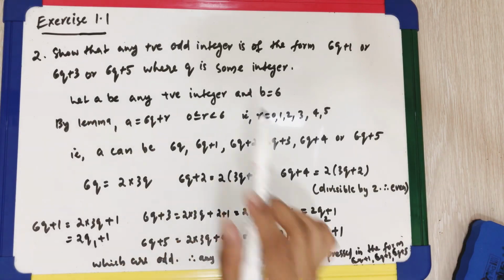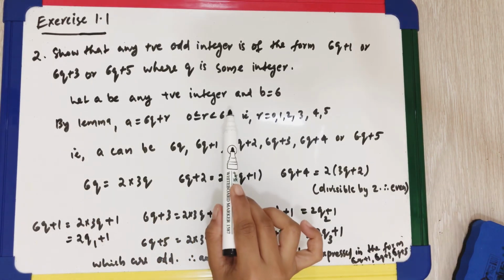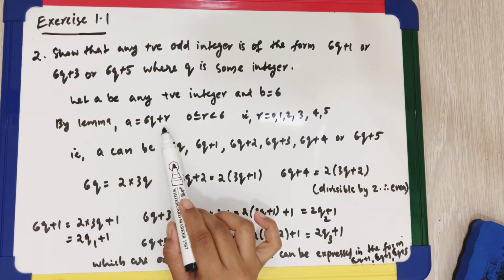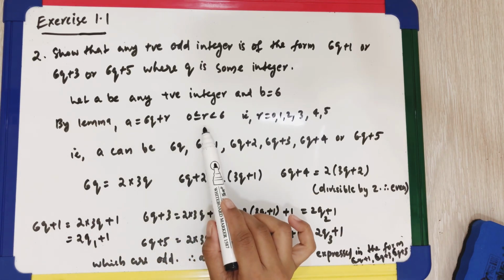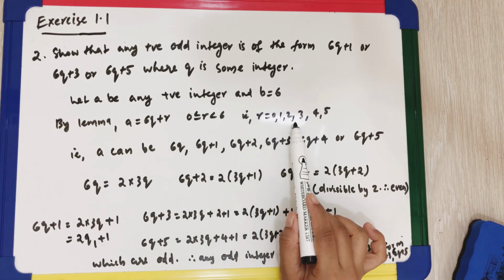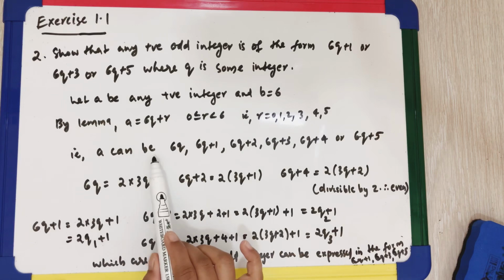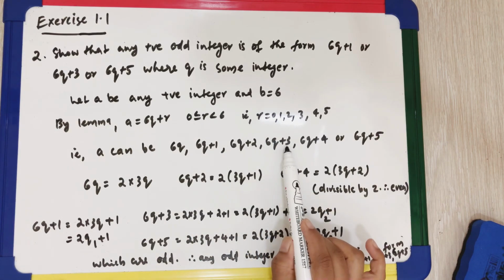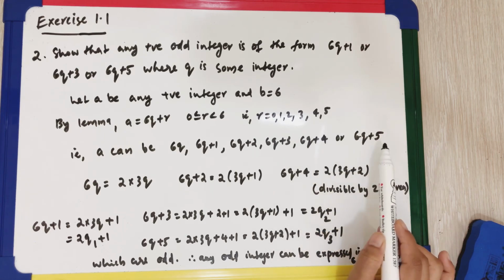We can write this in detail. Let a be any positive integer and b equal to 6. By the lemma, we get a is equal to 6q plus r, 0 less than or equal to r less than 6. That is, r equals 0, 1, 2, 3, 4, 5. That is, a can be 6q, 6q plus 1, 6q plus 2, 6q plus 3, 6q plus 4 or 6q plus 5.